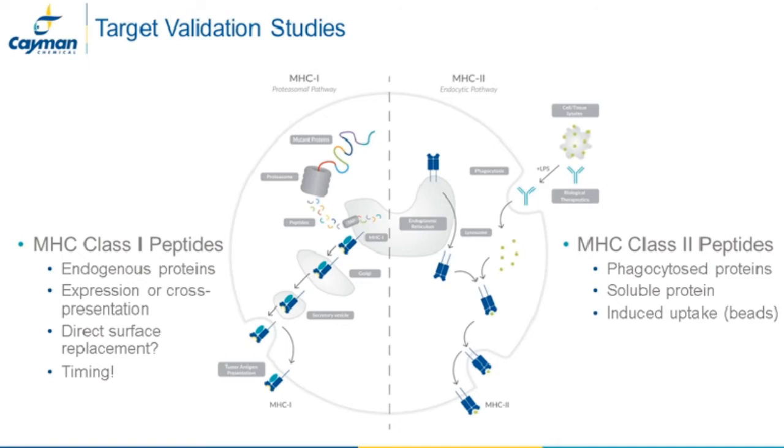On the other hand, MHC class 2 peptides are derived from phagocytosed host proteins, and ensuring the efficient uptake of the target is the critical point. Soluble proteins are not taken up very efficiently typically, so coating latex beads with the target protein may be a more effective method of ensuring uptake and processing through the endolysosomal system.